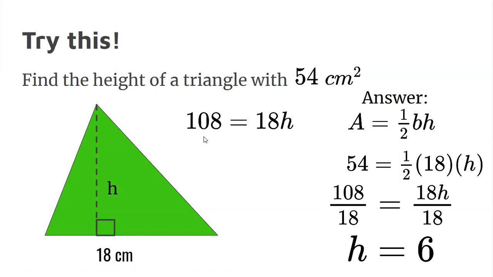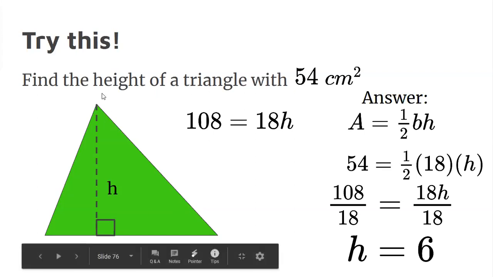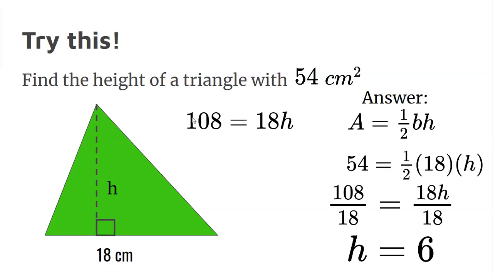Okay, so for this one, I might have messed this up. So I just explained this whole lesson, right? So for this one, I wanted you guys to find the height of the triangle with an area of 54 centimeters squared. So we got the base of 18 centimeters and the height as unknown. So the first thing I wrote out is the formula, which is A equals 1/2 times base times height. And then I plugged in what I knew, which is the area and the base. So we got plug in 54, plug in 18, and leave the h as h.